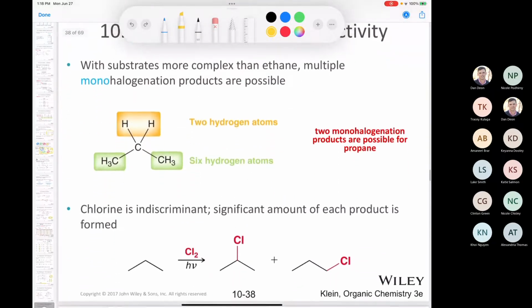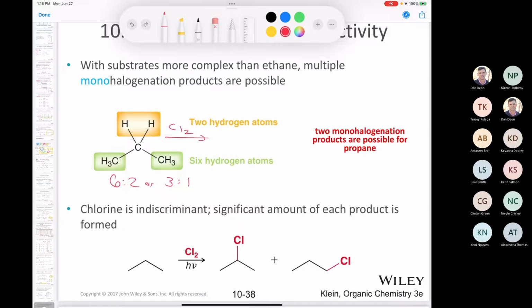It says, if you have a substrate that's more complex than ethane, you've got multiple sites where you could halogenate. This is just propane here, not anything fancy. But how many types of protons do you have in propane? You've got 6 protons in methyl groups, and then you have 2 in this methylene. So the ratio is 6 to 2, or 3 to 1. So you would think if you were to treat this with Cl2, that you would get 3 times as many chlorines on the end, exchanging for a hydrogen, than you would in the middle.